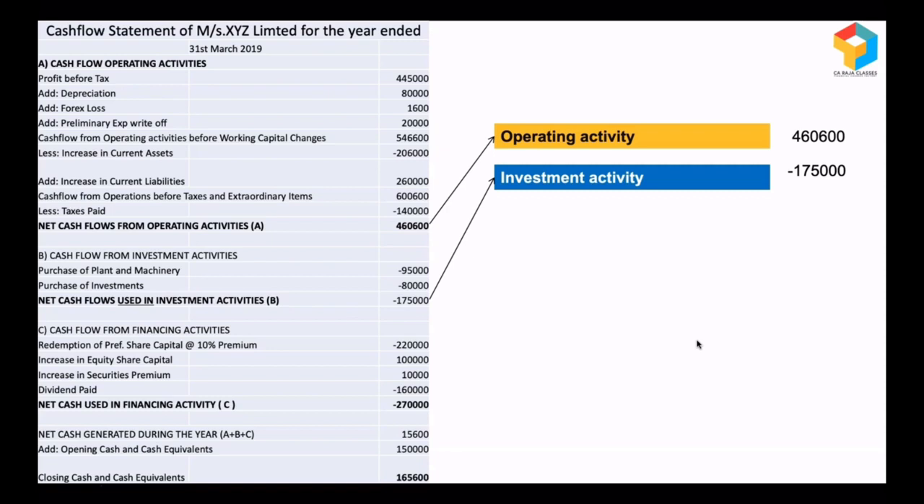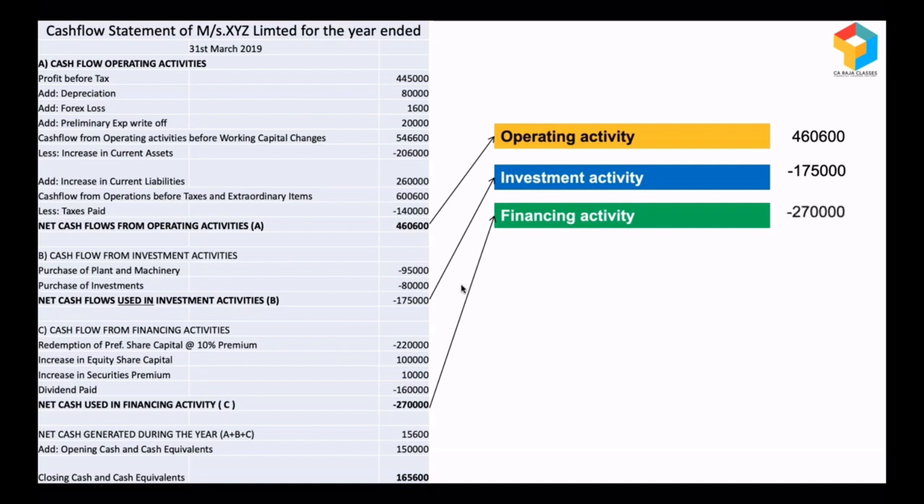So some other assets have come in. If you want to know what those assets are, you have to go back to the statement. Look, they have purchased plant and machinery. They have purchased some investments. Then look at the next key item, that is financing activity, and it is a negative cash of 2,70,000. It means to that extent cash had gone out. If you want to know what those components are, you can go to the cash flow statement and see. Now if you add all the three, you get to know the cash generated during the year, and it's 15,600.